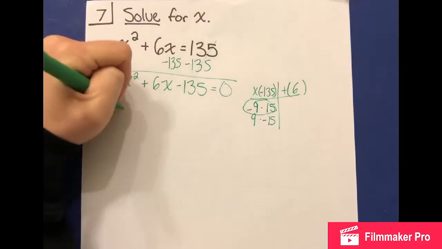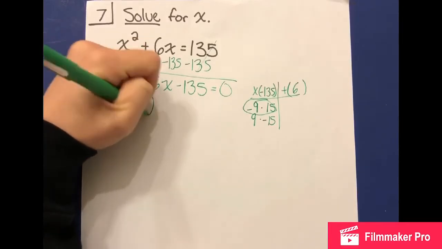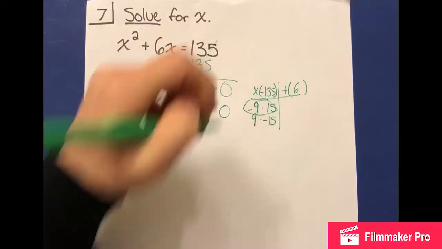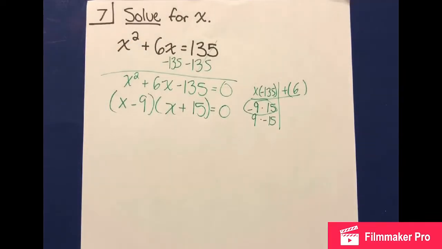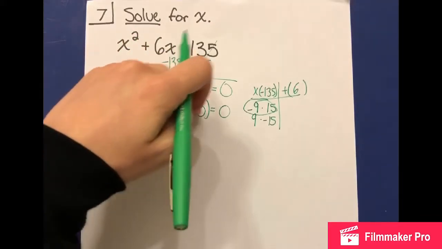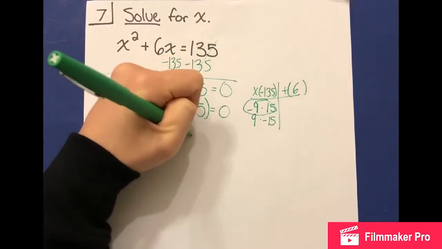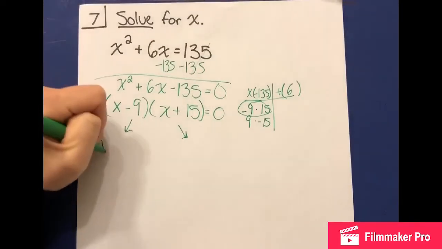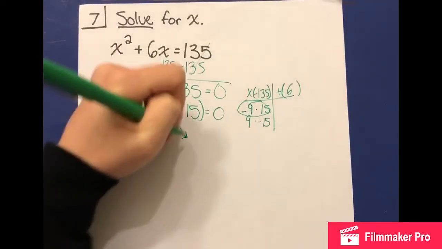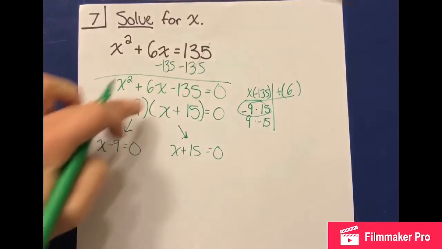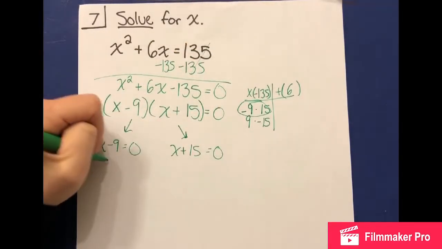So I go over here and I break this up. I get x minus 9, x plus 15 equals 0. Don't forget that equals 0. Now I'm able to solve this because these are multiplied together and set equal to 0. I can now break each of these up by saying, okay, x minus 9 equals 0. X plus 15 equals 0. So I just took both of them, set them equal to 0.